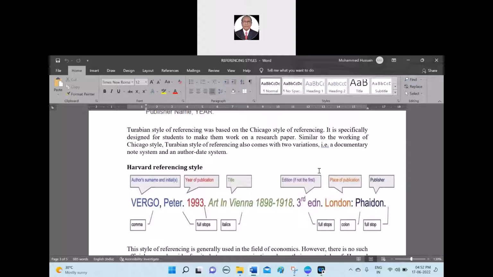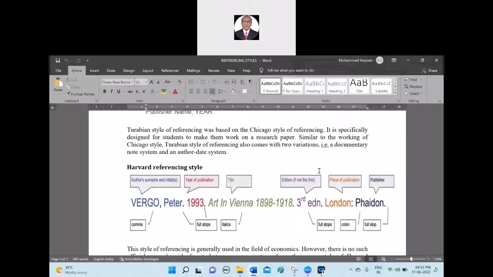For first author and second author, you write 'and'. If a third author is there, write the surnames only; don't write the initials. First author surname, second author surname, and third author surname and initials. Then as usual, the title of the book, and the other things are common everywhere.